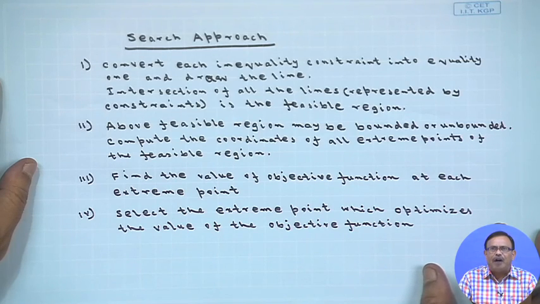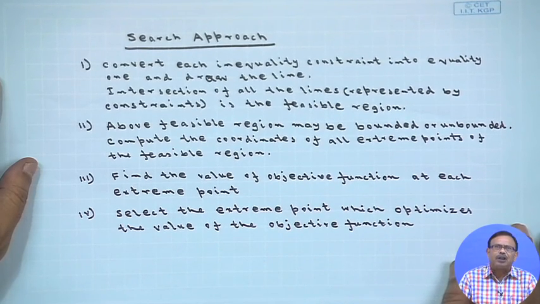Number 3 is find the value of the objective function at each extreme point, and number 4 is select the extreme point which optimizes the value of the objective function. So, I think the procedure is quite simple. If you have an inequality constraint in your problem, make it an equality constraint, and then draw the corresponding line. In this way you will get one line for each constraint.